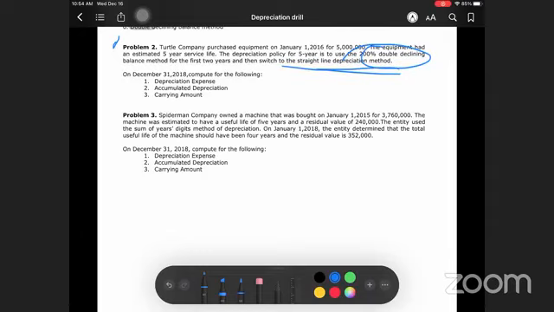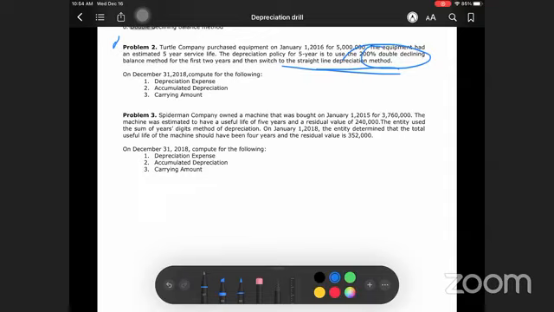Okay, so the question right now: on December 31, 2018, compute the following. How much is the depreciation expense, the accumulated depreciation, and the carrying amount? Again, this is a change in accounting estimate, a change in depreciation method, so the application is prospective. No need to restate.